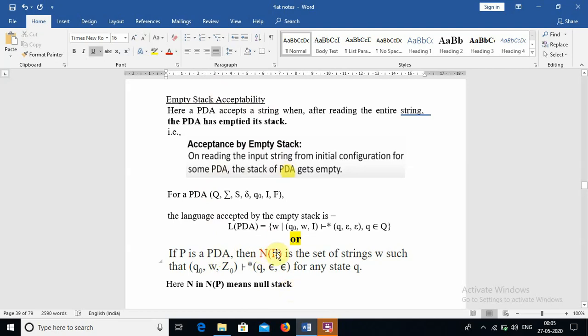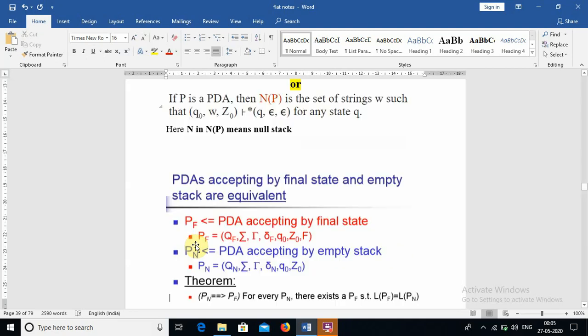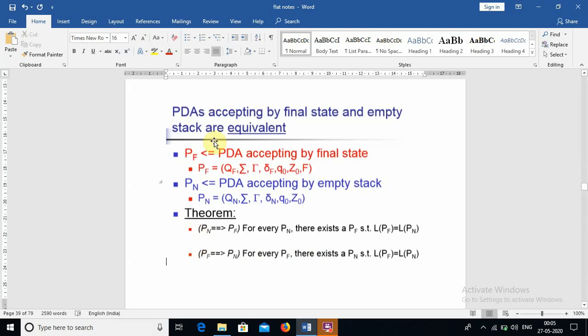So N of P is nothing but a null stack. This is the representation of empty stack acceptance through the IDs and turnstile notation. The language of a PDA can be accepted in two ways: by a final state, or by an empty stack, not null stack. If you observe, PDAs accepting by final state and by empty stack are equivalent.